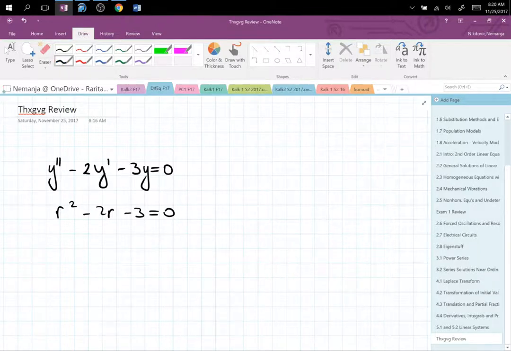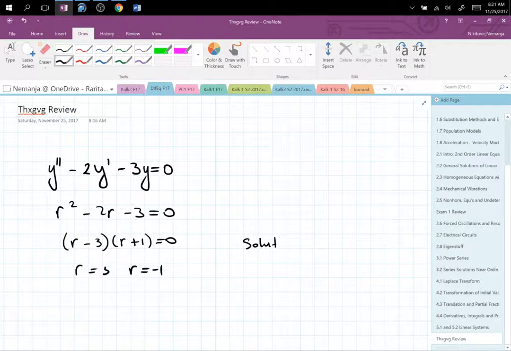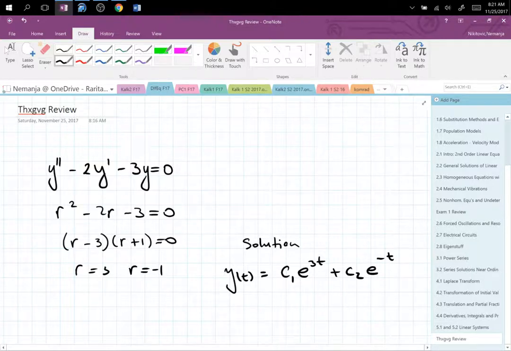So this is what we have, and now we factor into r minus 3, r plus 1, and we have r is 3 and r is negative 1, which gives us the solution y of t is c1 e to the 3t plus c2 e to the negative t. And this would be the standard way to solve the problem.